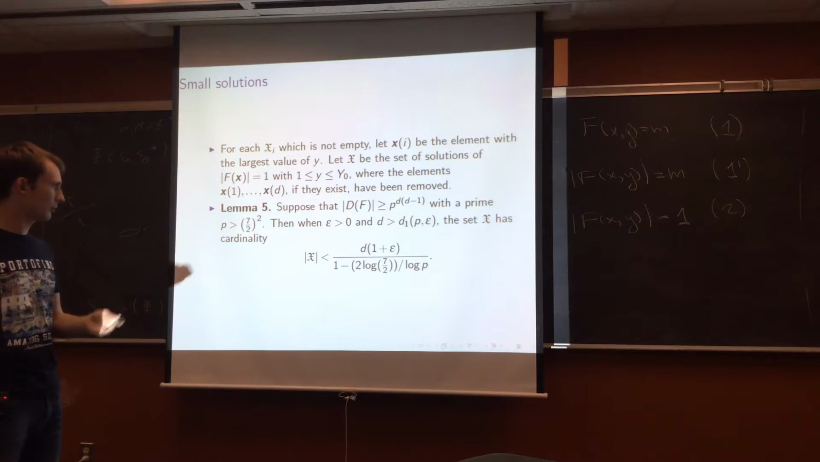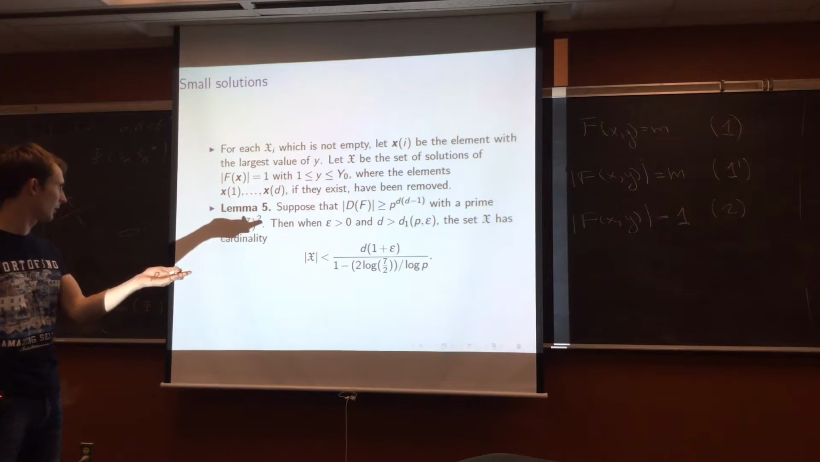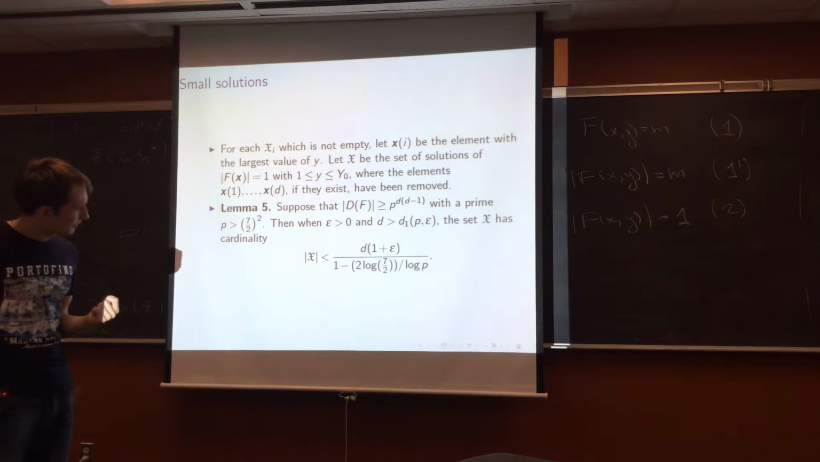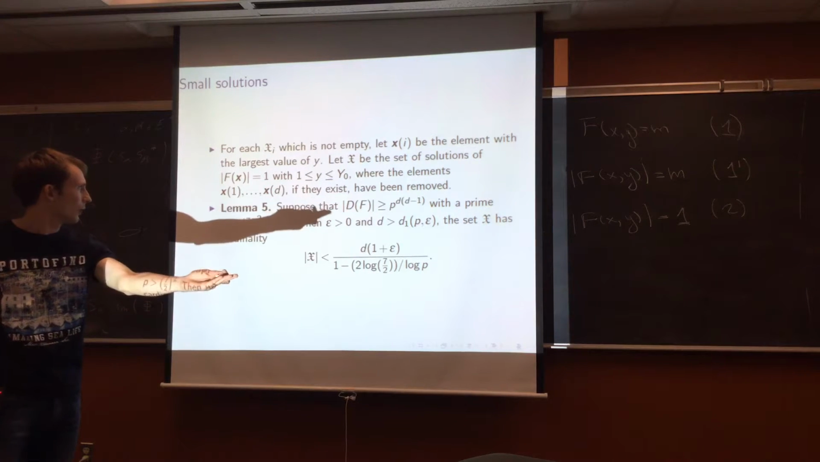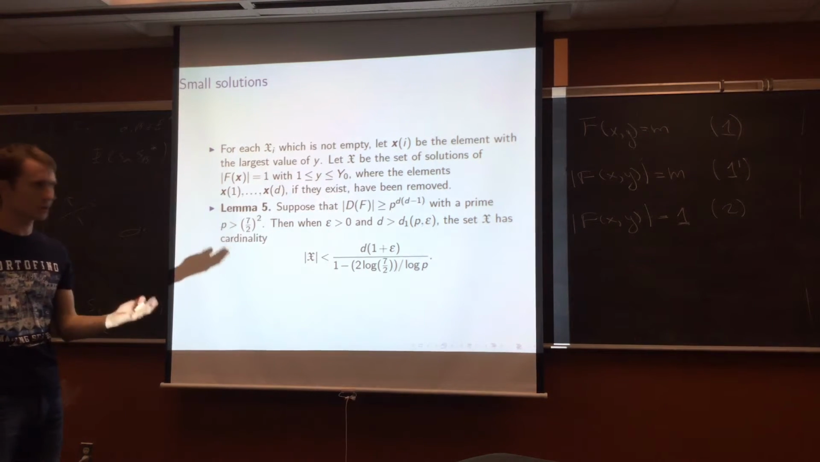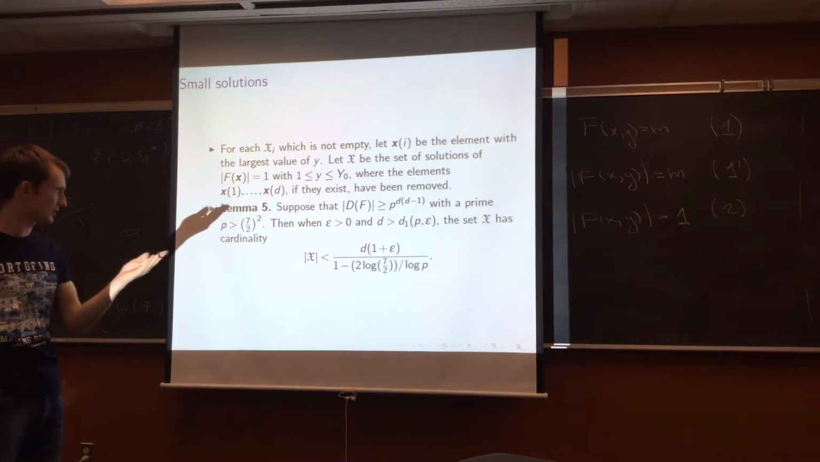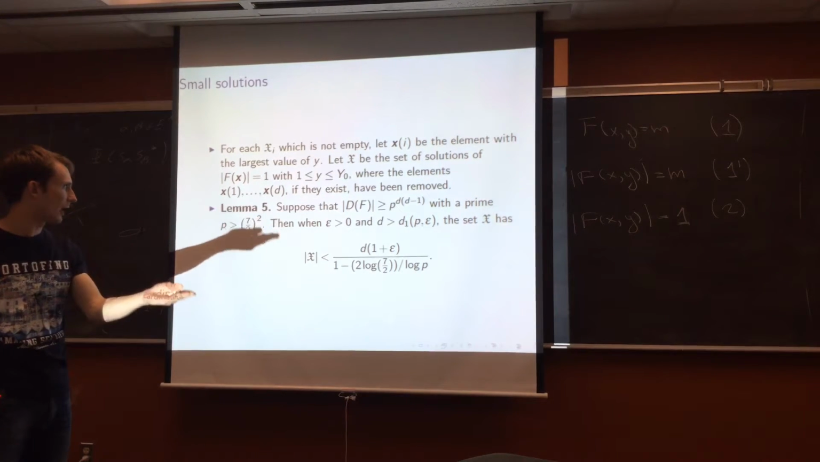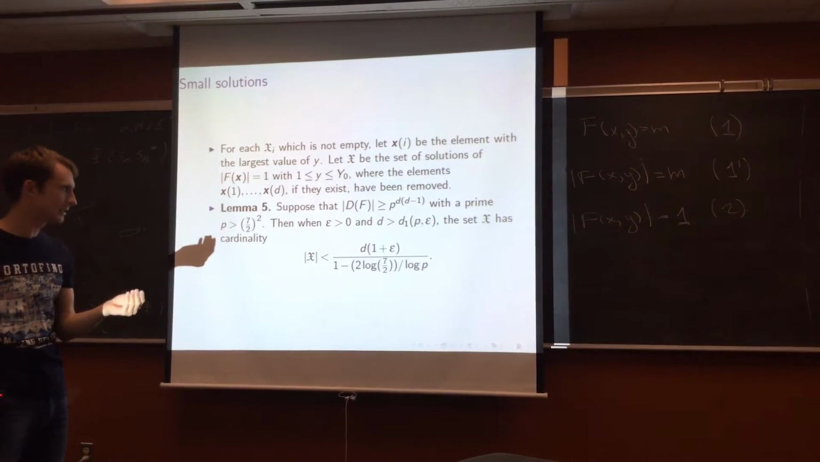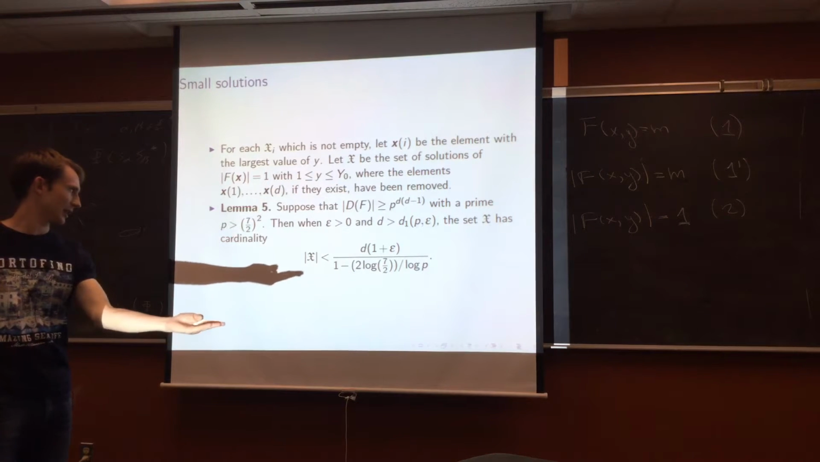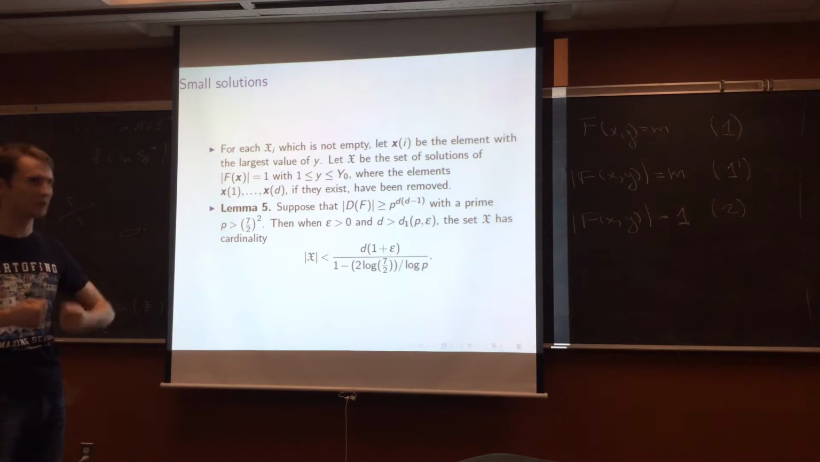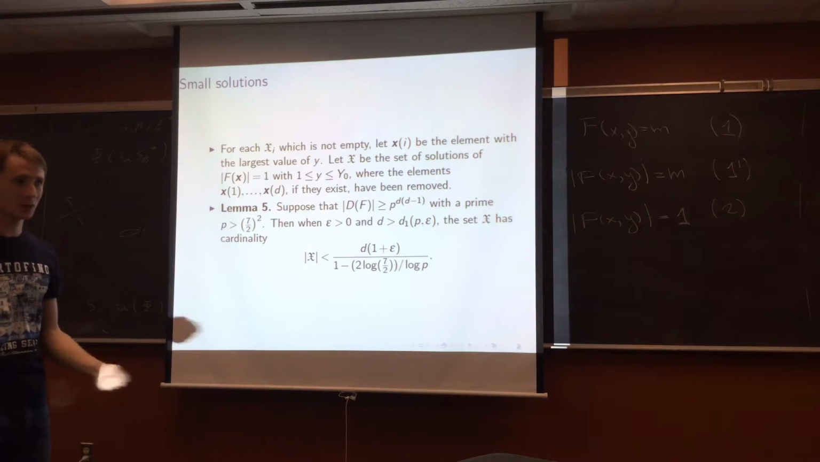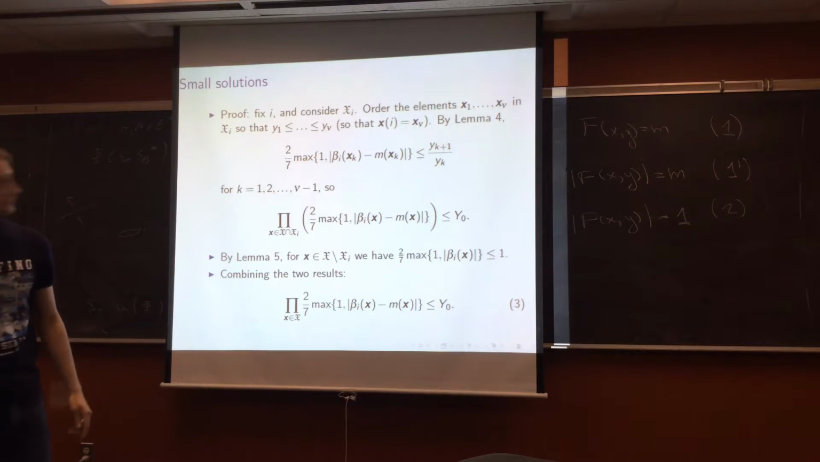Okay? And now I'm ready to actually prove lemma 5. So what it tells us is the following. If you have your discriminant sufficiently large, so in our case it should satisfy this particular inequality. So if you pick a large discriminant, then for epsilon greater than 0 and sufficiently large d, your set x has cardinality at most this. So we obtained an upper bound on the number of small solutions. How can I prove that? The proof is not that difficult.